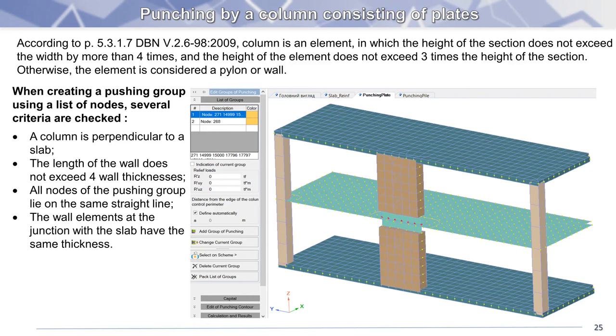As for special analysis, we have implemented the possibility of calculating punching by column, which is modeled via plate elements. Now it is enough to set the list of common nodes of the column and slab in the punching group. Next, you can create a punching contour, generate a detailed trace of solutions with formulas, etc., similar to calculation of punching of bar column. This approach has its limitations, which are indicated here on the slide. If these requirements are not met, you will either receive an error or some appropriate warning.